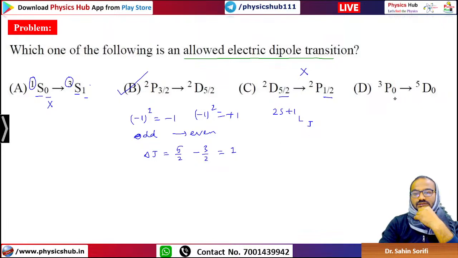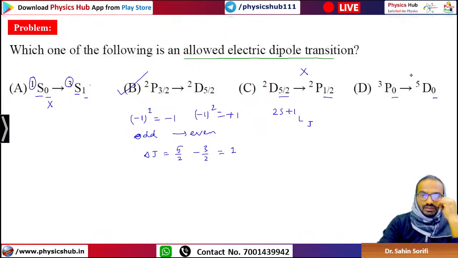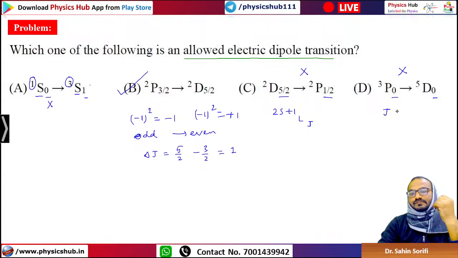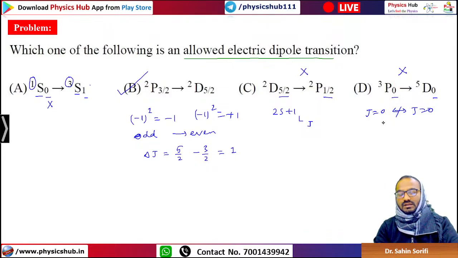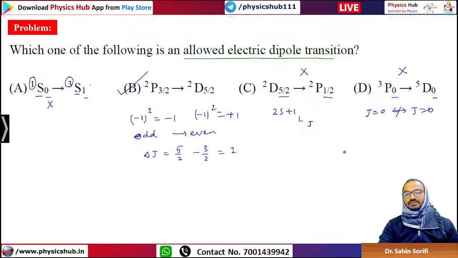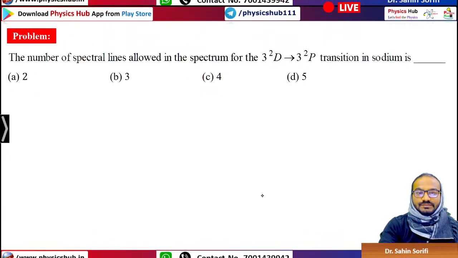For this one, 0 to 0 is not allowed. We have already told you, 0 to 0 must not be allowed. So that is why this is also not valid. Okay. So you understood why the other three transitions are not allowed. Here for this one, delta J is equal to 2. That is not allowed. Clear? Let's move on.